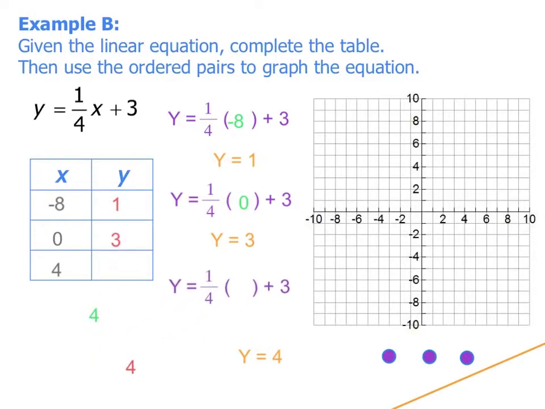The last number I need to substitute in is +4. So 1/4 times 4 is 1. 1 plus 3 is 4. So I know anytime I substitute in 4, I'm going to get 4.